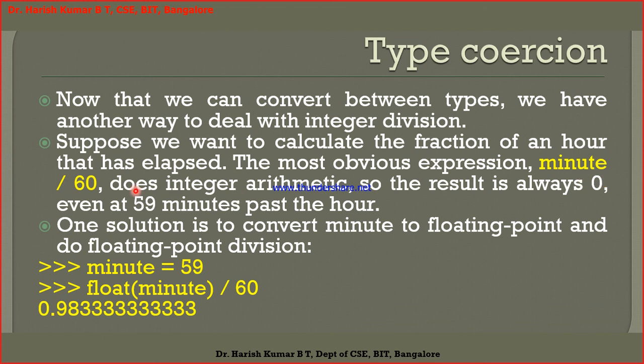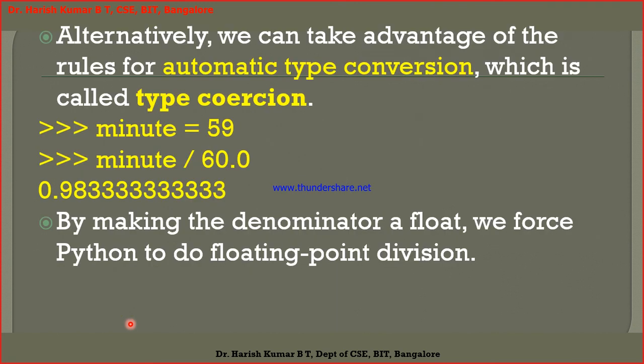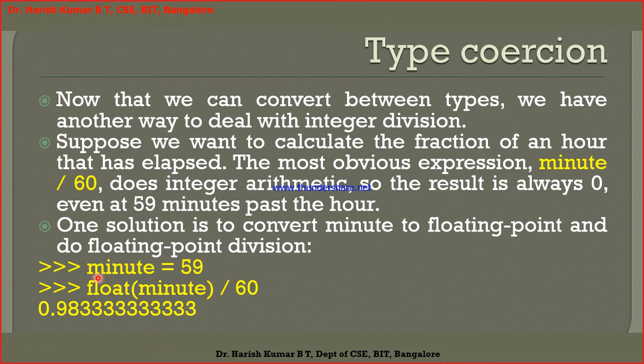Even if the minutes is 59 minutes past the hour, it will return me 0. Now in case I do this, say minute is equal to 59 and float of minute, I am casting this 59 into float and dividing by 60, and I get this. So this is 0.98 hours. Here I am explicitly converting minutes into float and then dividing by 60, and I am getting the hours.